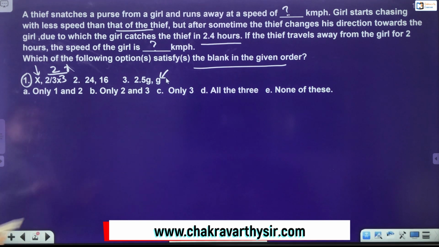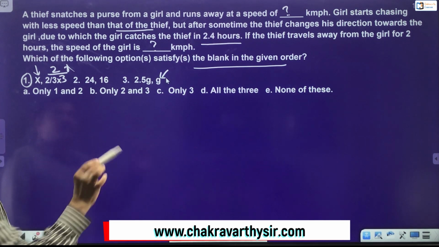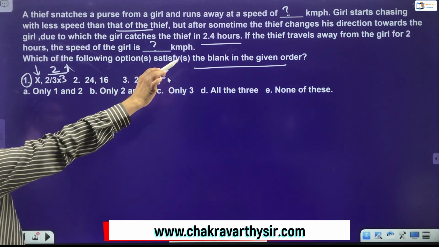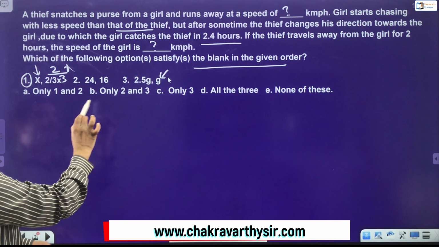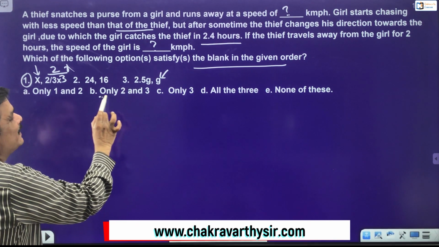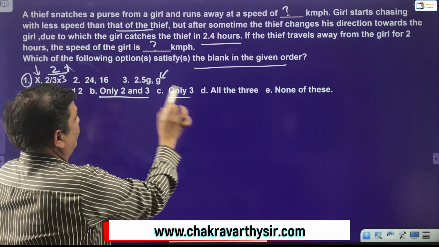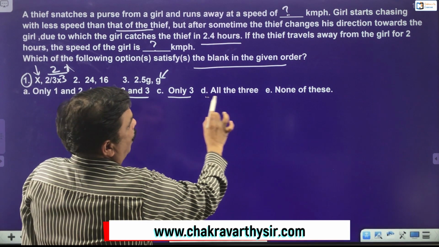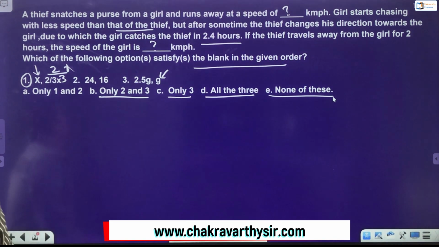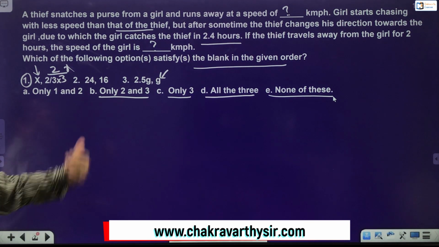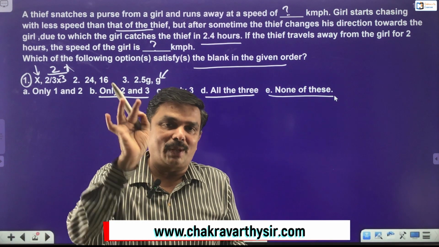And finally students, what they are asking here: you need to go for option A if you feel only 1 and 2 are satisfying those values. Go for option number 2 if you feel only 2 and 3 satisfy this. Then option C, only 3. Then D, all the 3, and the next one is none of these. This is what they have given. But how fantastically they have prepared the question. You have to do this type of questions.